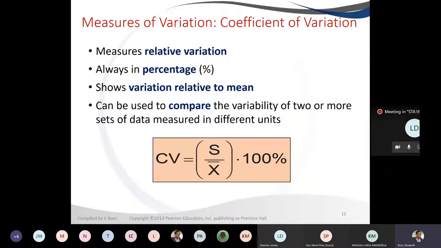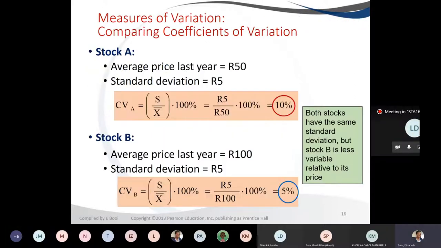The coefficient of variation is another measure that we use for measuring the variability of your data. It measures the variation relative to your mean, and it's always represented by a percentage. We can use it to compare the variability of two or more things or groups of things. This is the formula that you will use: your standard deviation divided by the mean, and we have to multiply it by 100. So let's look at an example.